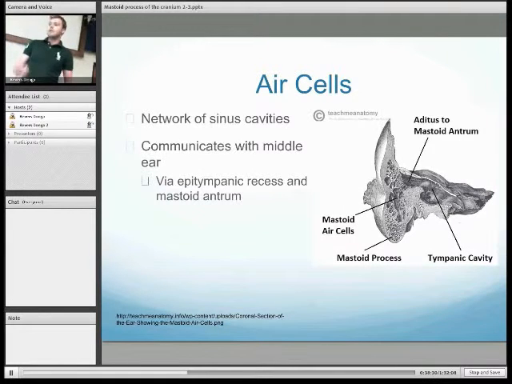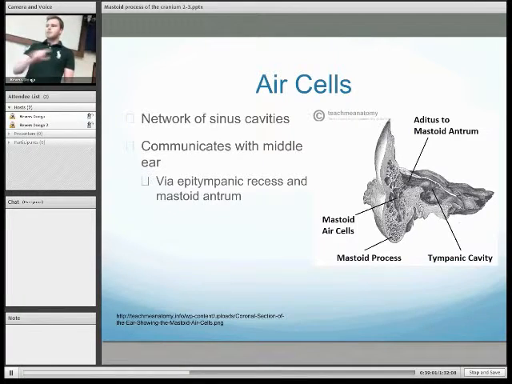So particularly the air cells are of interest. These are basically just a network of sinus cavities in the mastoid process. Initially, the mastoid process isn't pneumatized at birth, but becomes aerated over the first year of life. And the reason that the air cells are of interest to us is because they can communicate with the middle ear, as we've already heard, via the epitympanic recess.